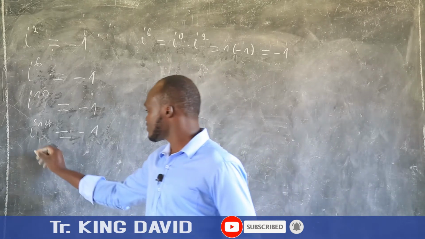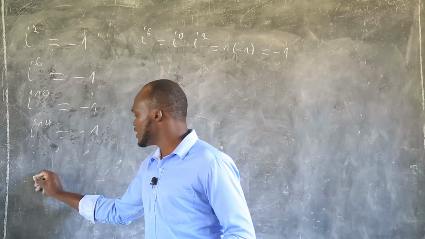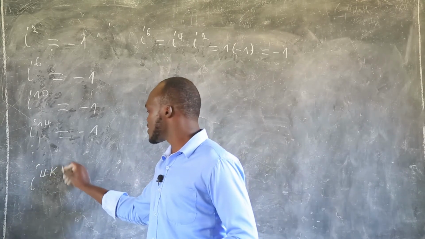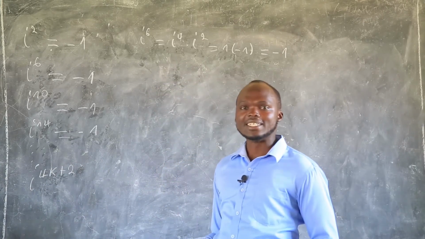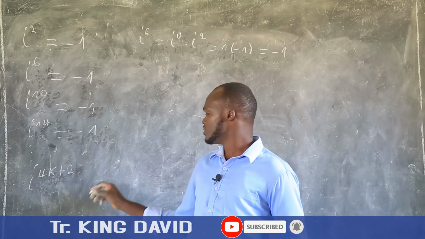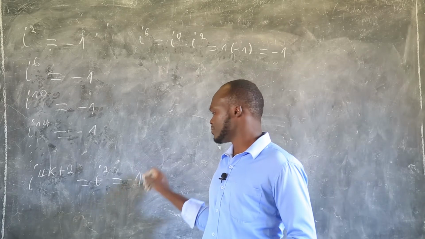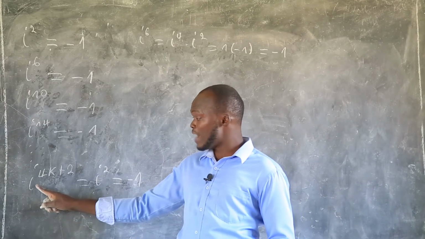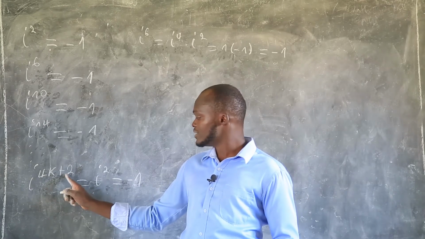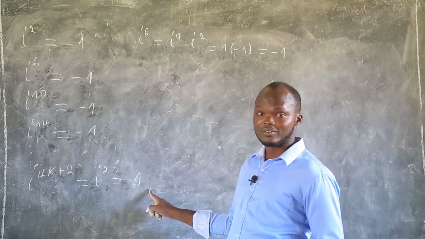So example. Before I give you an example, let me show you the formula. Here it will be i power 4k plus 2. What does it mean? It means that here the remainder is going to be 2. So this is the same as i power 2, which is negative 1. So the formula is when you have i power 4k plus 2, where this k is a real number, it is the same as i power 2, which is negative 1.